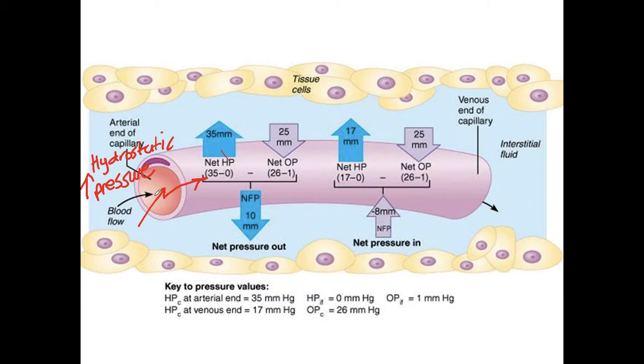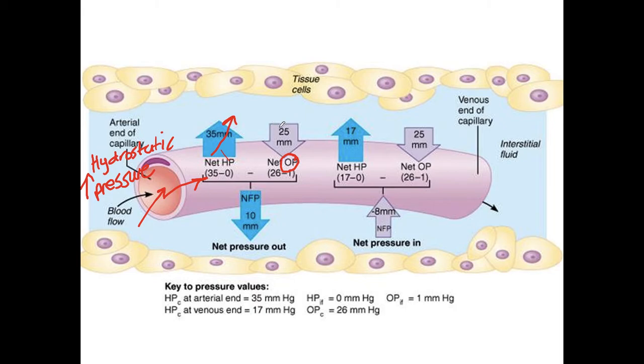So net hydrostatic pressure and osmotic pressure. Osmotic pressure is just saying the pressure which is caused by the difference in the water potential. Okay, so we've got a much higher hydrostatic pressure that forces water, ions, glucose, etc. out of the blood into the area surrounding their cells, and it does this between the endothelial cells.